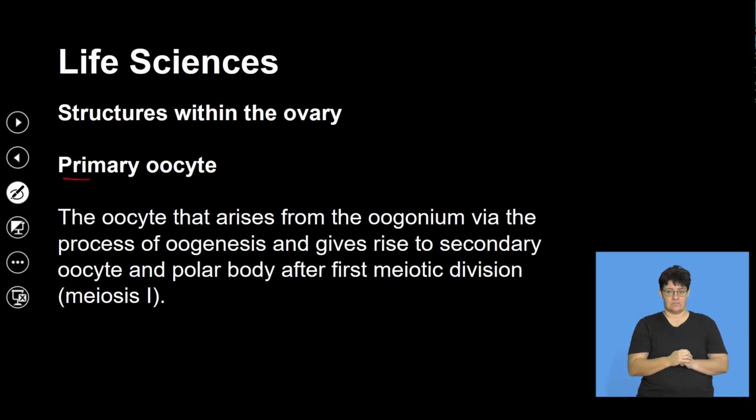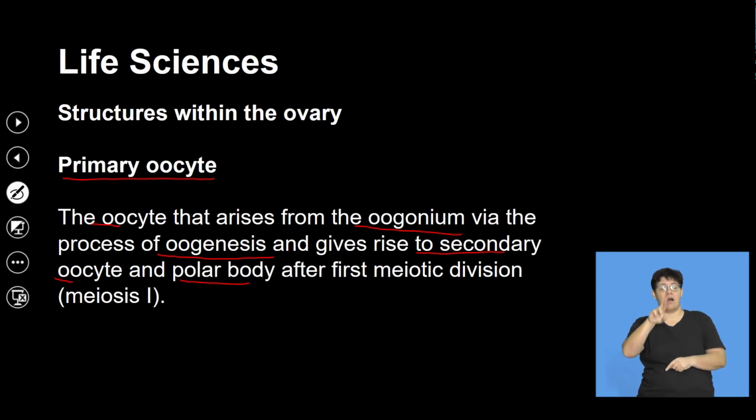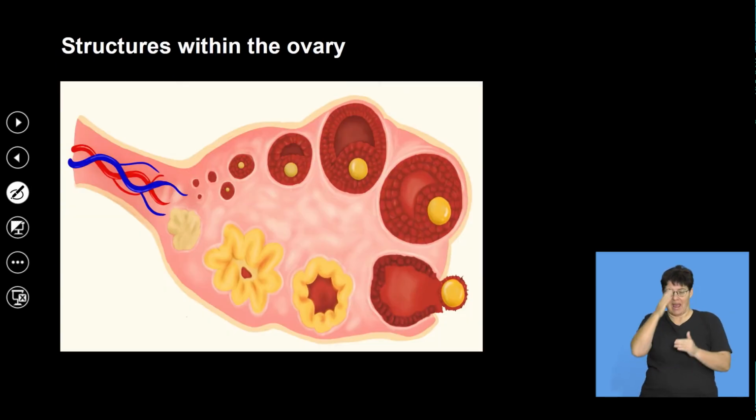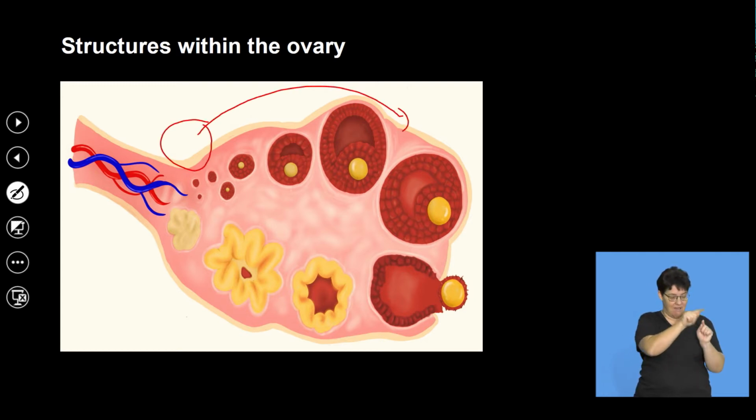So, an overview of the primary oocyte. This is the oocyte that arises from the oogonium via the process of oogenesis, so essentially the development of the egg through meiosis, and will give rise to a secondary oocyte and a polar body, which is another small structure that divides from the original oocyte. This occurs at the end of the first meiotic division. Okay, and so that points to the development of this follicle here, which we refer to as the primary follicle.